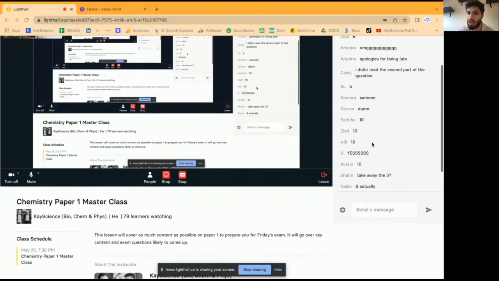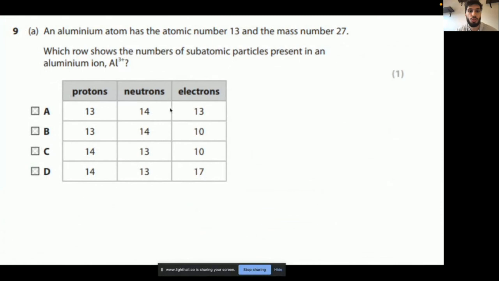Exactly. So you do 13 electrons, take away the 3 that have been lost. So look, it's either going to be B or C, but we know it's B because the atomic number is 13, so there are 13 protons. And then 14 neutrons as 27, take away 13 is 14.